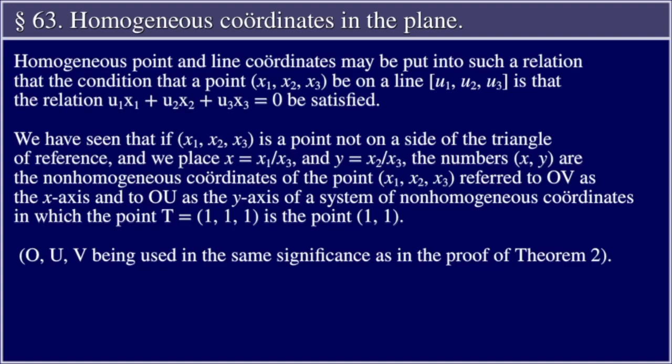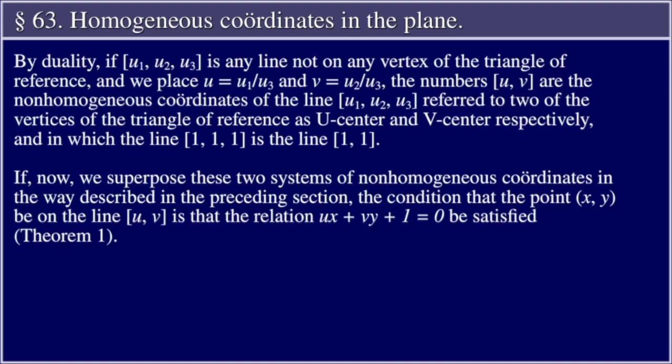We have seen that if (x1, x2, x3) is a point not on a side of the triangle of reference, and we place x equal to x1 divided by x3 and y equal to x2 divided by x3, the numbers x, y are the non-homogeneous coordinates of the point (x1, x2, x3), referred to OV as the x-axis and to OU as the y-axis of a system of non-homogeneous coordinates in which the point t equal to (1, 1, 1) is the point (1, 1), OUV being used in the same significance as in the proof of Theorem 2.